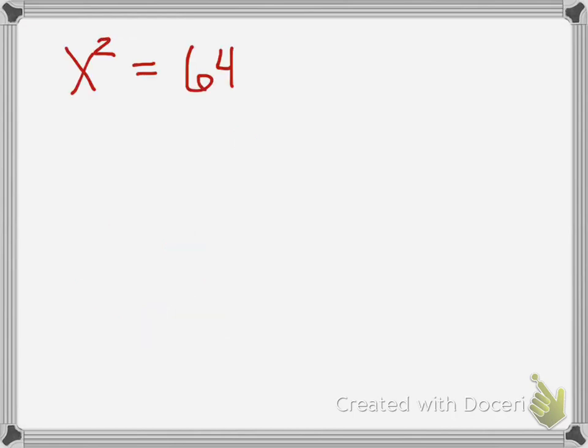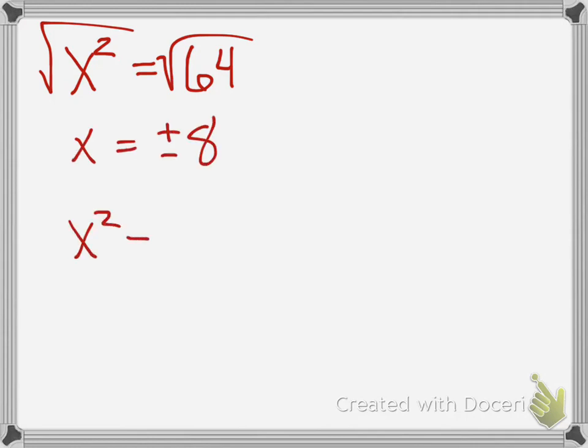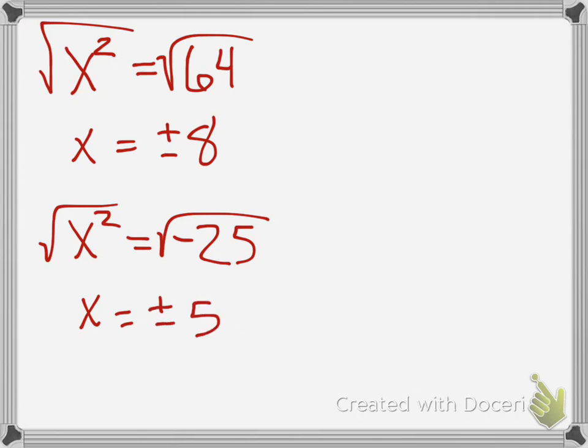Alright. So let's say something simple. Okay, so x squared equals 64. The square root of that would be 8, so it would be plus or minus 8. x squared equals negative 25. The square root of 25 is 5. With the negative, it would be plus or minus 5i. So there you go, fairly simple.